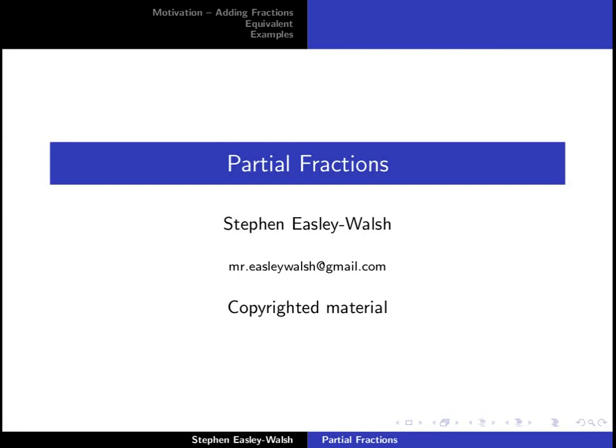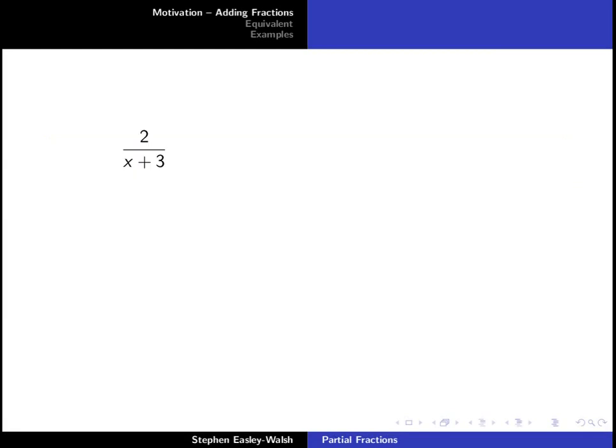In this video we will look at partial fractions. Suppose we have 2 over x plus 3 and we will add to it 3 over x plus 5. This is just a simple process of adding fractions together, and we know that the result would be 2 times x plus 5 plus 3 times x plus 3 all over x plus 3 times x plus 5.